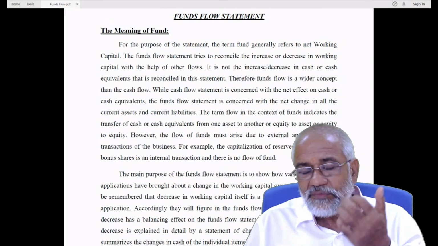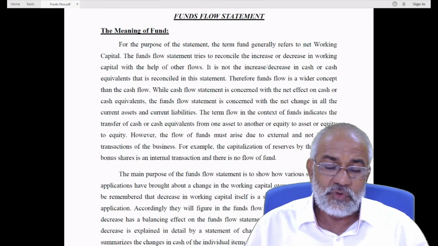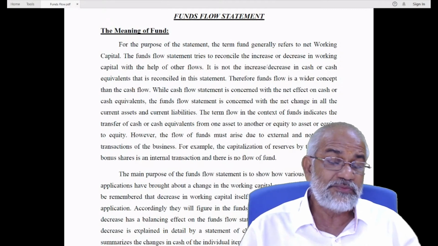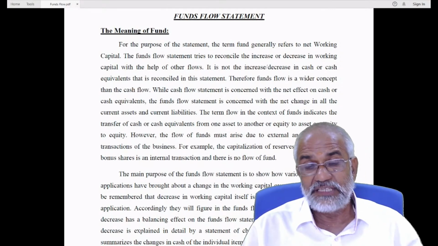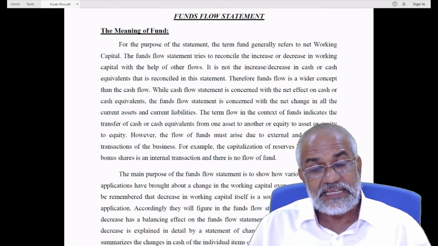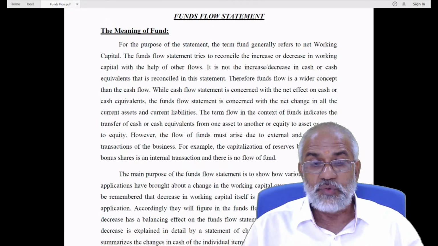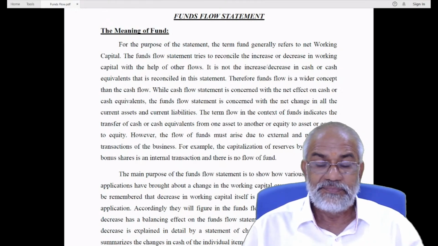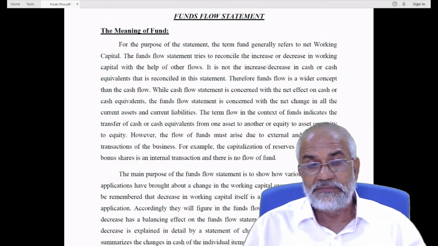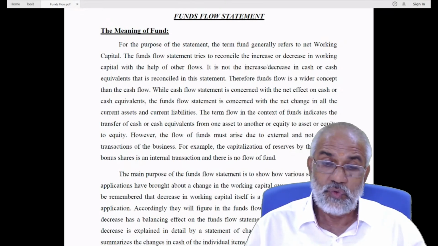Suppose we have issued share capital for buying a car. The worth of the car is 6 lakh rupees, and the company has issued share capital worth 6 lakh rupees for buying the car. So the entry for this would be car account debited to share capital account. Car is a non-current asset, being a fixed asset, and share capital is also a non-current liability. So both belong to the non-current category. When both belong to the current category or when both belong to the non-current category, it will not affect the fund position. It will not result in flow of fund.